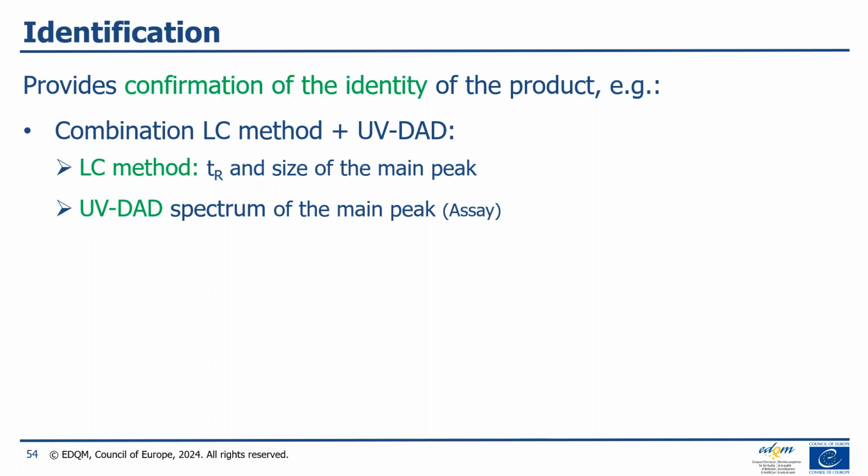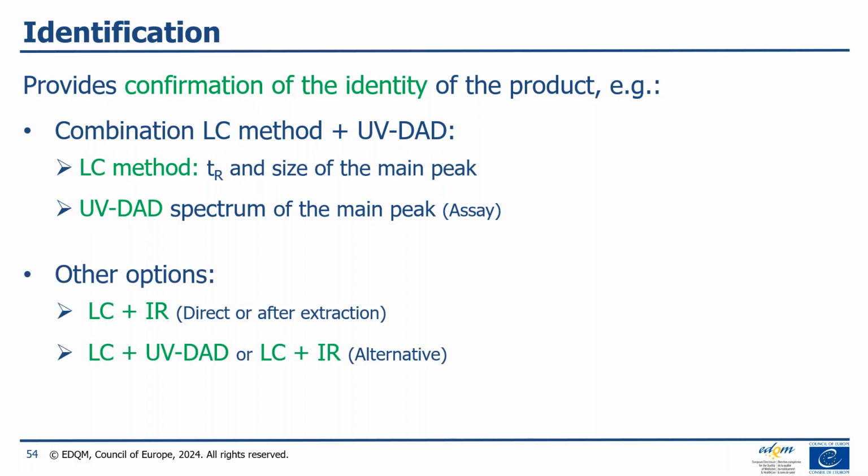Usually, we use the combination of the LC method and UV spectrum. So in the LC method, we compare retention time and size of the main peak. But as this is not sufficient to confirm the identity, it's always combined with the UV spectrum. The other options are also possible.